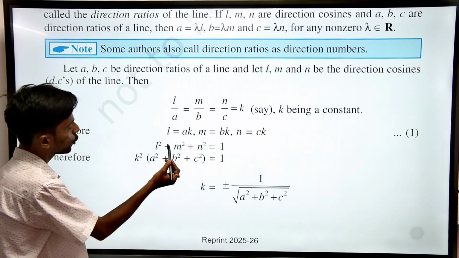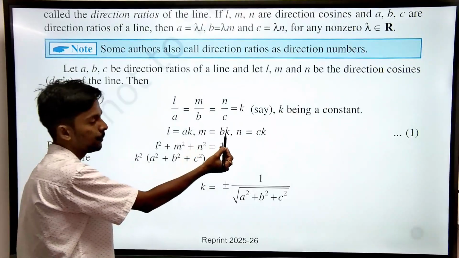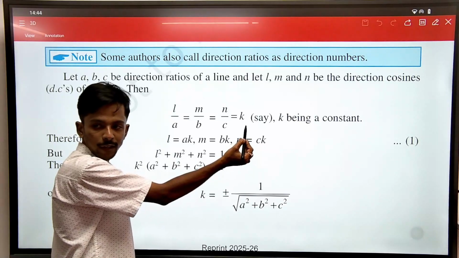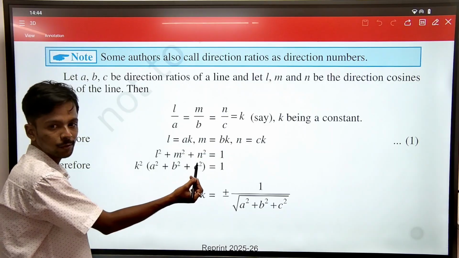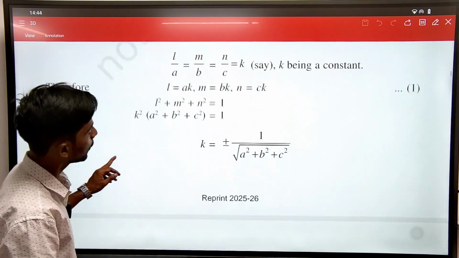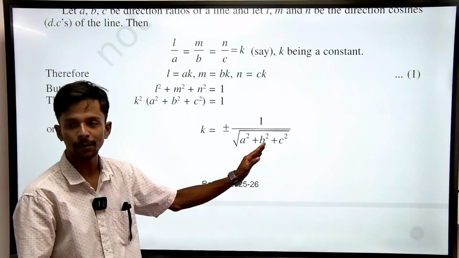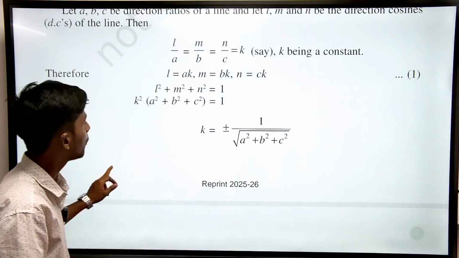So here, if we solve, it will be a square k square plus b square k square plus c square k square equal to 1. If you take k square as common, you are getting a square plus b square plus c square equal to 1. So you are basically getting your k as plus minus 1 by root over a square plus b square plus c square. Now how can you find your l, m, n?